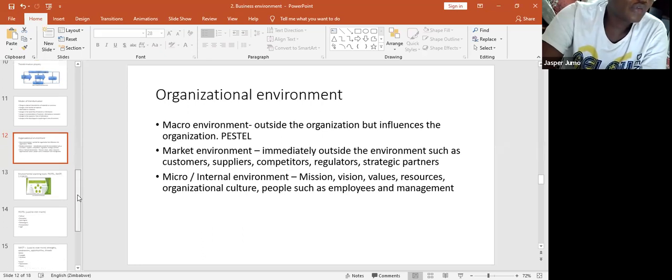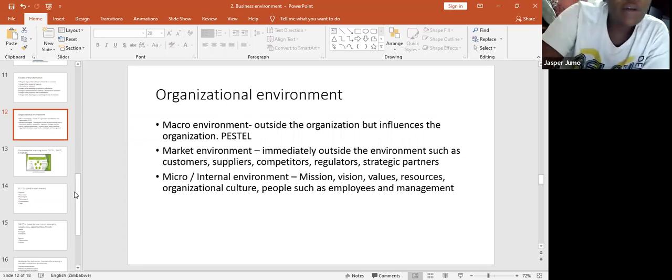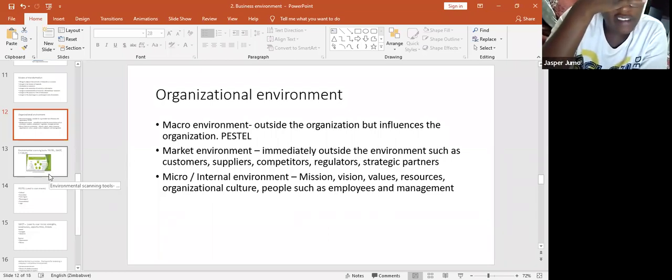Next, I want us now to look at the environment in more detail. Remember, we spoke of the VUCA environment. We were generalizing everything. Now we want to look at the three forms of environment. We have the macro environment, we have the market environment, and we have the internal environment. So when we look at the macro environment, we are looking at those factors that are outside the organization, but they affect or influence the organization. Just ignore that word there, we'll get to it, the PASTEL.